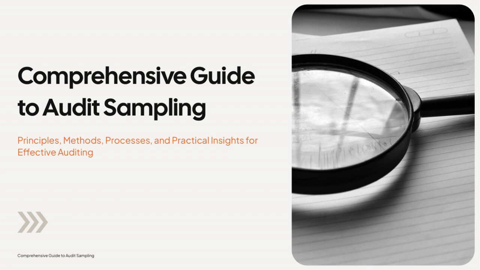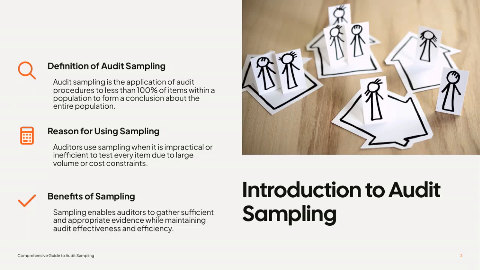Let's dive in. Audit sampling involves applying audit tests to only a portion of the total population, rather than examining every single item. This approach allows auditors to draw conclusions about the entire group based on the selected sample. The reason we use sampling is mainly practicality and efficiency. When dealing with large volumes of data or when testing every item would be too costly or time-consuming, sampling becomes a valuable tool. By using sampling, auditors can still collect enough reliable evidence to support their findings, all while keeping the audit process both effective and efficient.